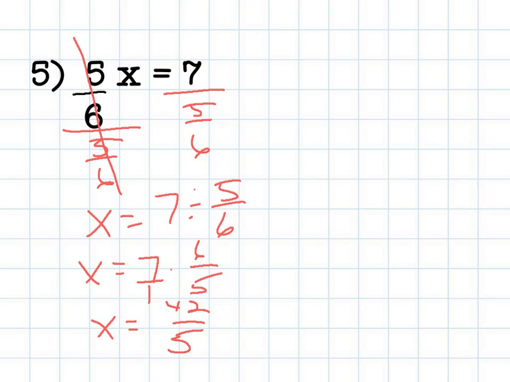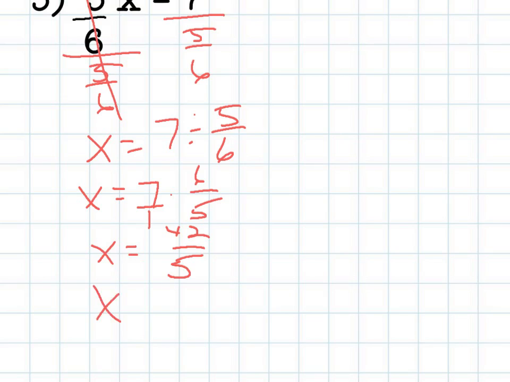Now at this point, we need to change it into a mixed number. You do that by dividing 5 into 42 8 times with 2 left over. So your answer is 8 2/5.